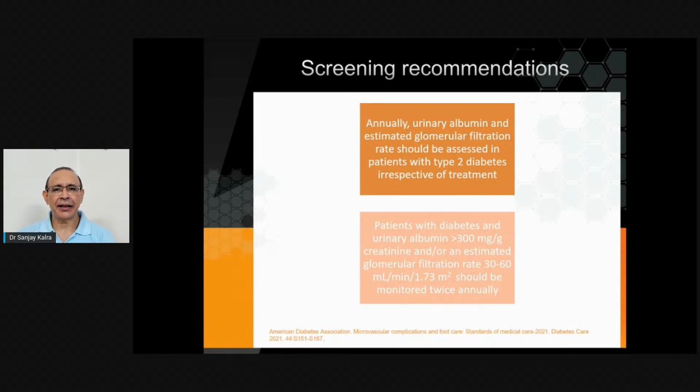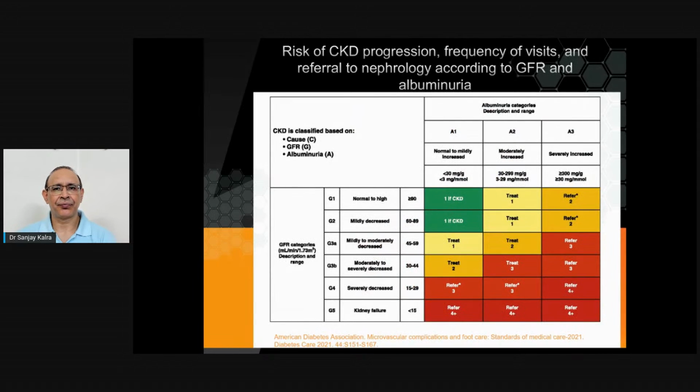We already mentioned that every year we must estimate urine albumin and EGFR. If your patient has a urine albumin excretion of more than 300 milligrams per gram of creatinine and/or an EGFR of less than 60 ml per minute, then we can also monitor twice annually or even more than that if needed. You have to be more aggressive.